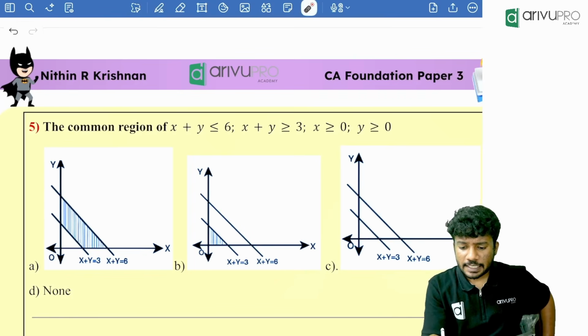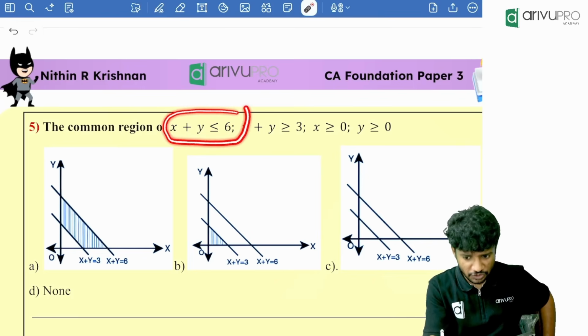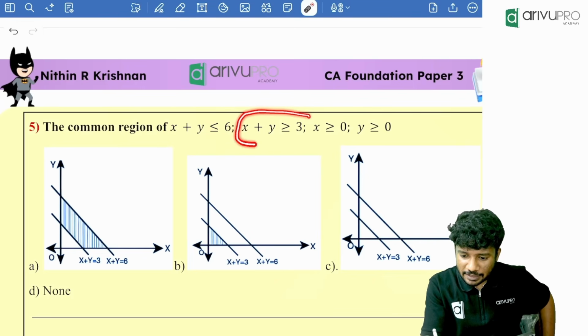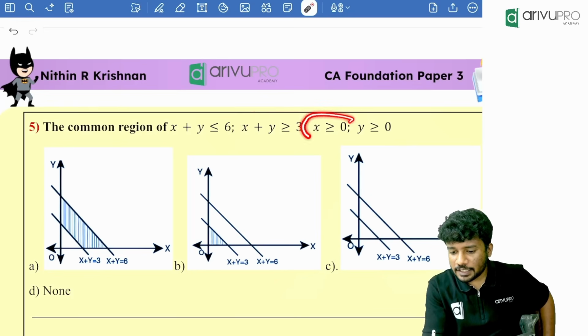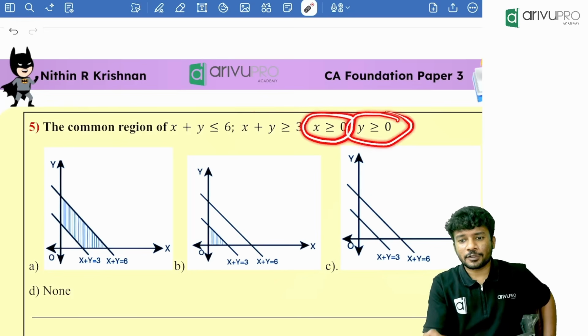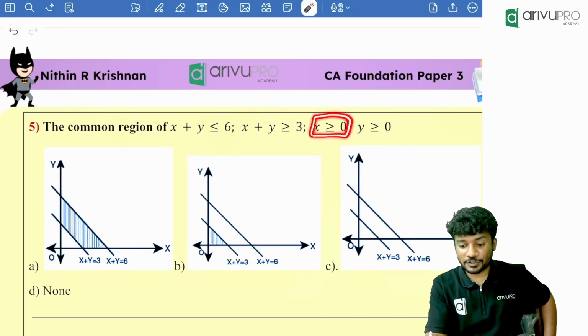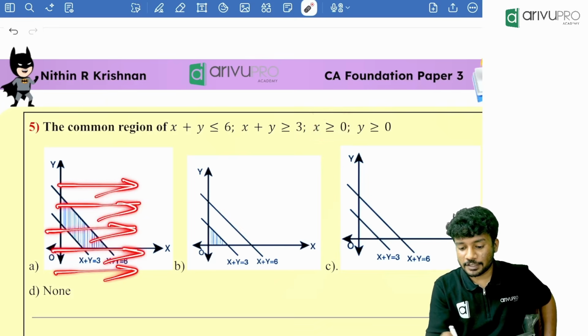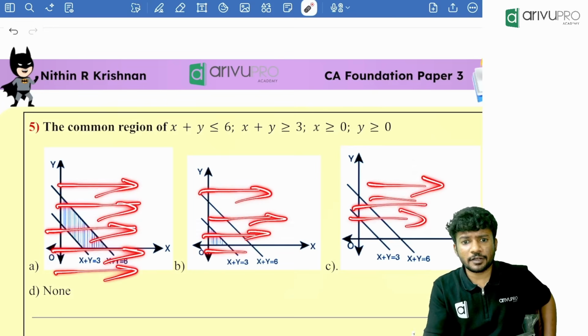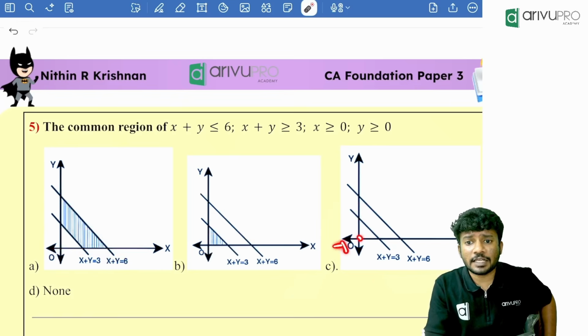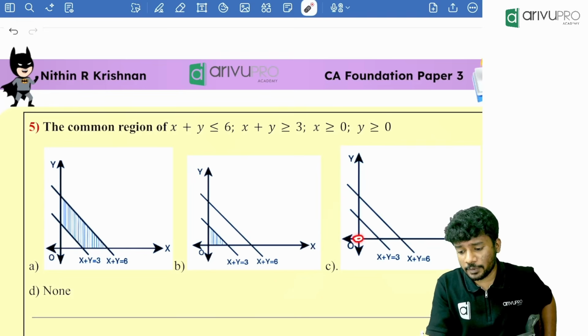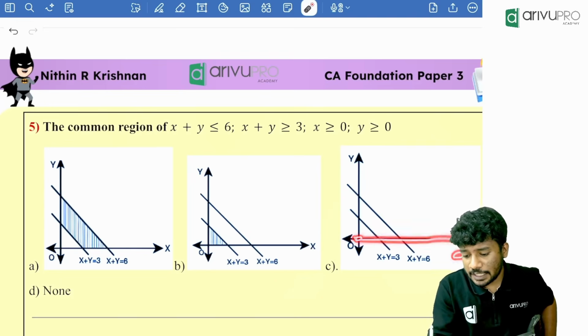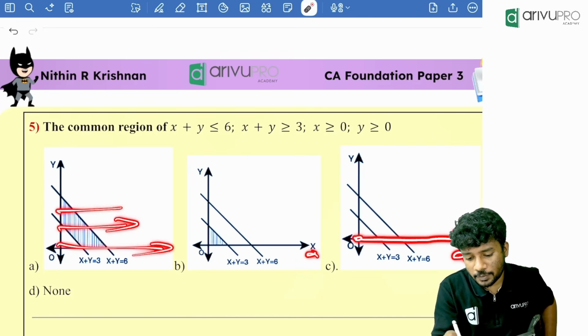Common region of x plus y less than or equal to 6, x plus y greater than or equal to 3, x greater than or equal to 0, y greater than or equal to 0. We know that x greater than or equal to 0 means all the x values should be towards this side. That means all the graph should be going this way. No matter what, it should be the case. Correct? Can x be a negative value? No. Can x be minus 2? No. Can x be minus 1? No. X can only be from 0 to any value till infinity. That means all the values will be like this.